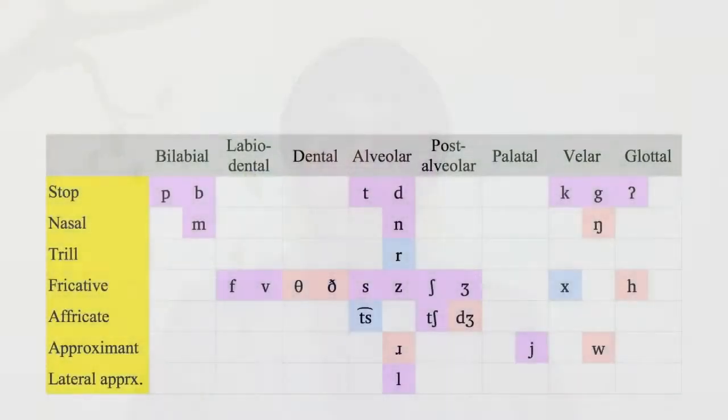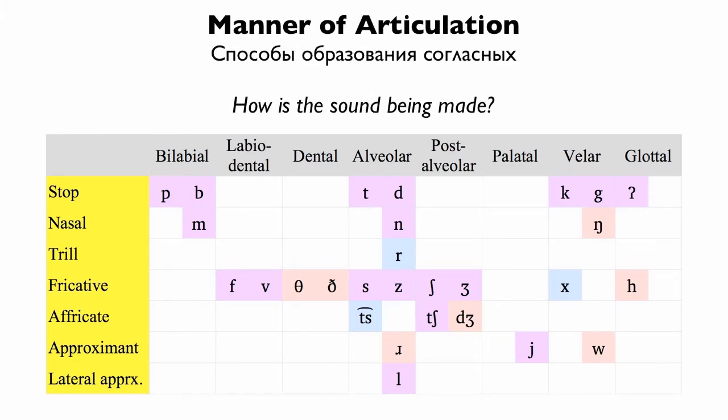We learned that the IPA chart tells us three pieces of information about each sound. In the last video, we learned about place of articulation. Where in the mouth is the sound being made? Now we're going to look at the second piece of information, manner of articulation. Manner of articulation answers the question, how is the sound being made?